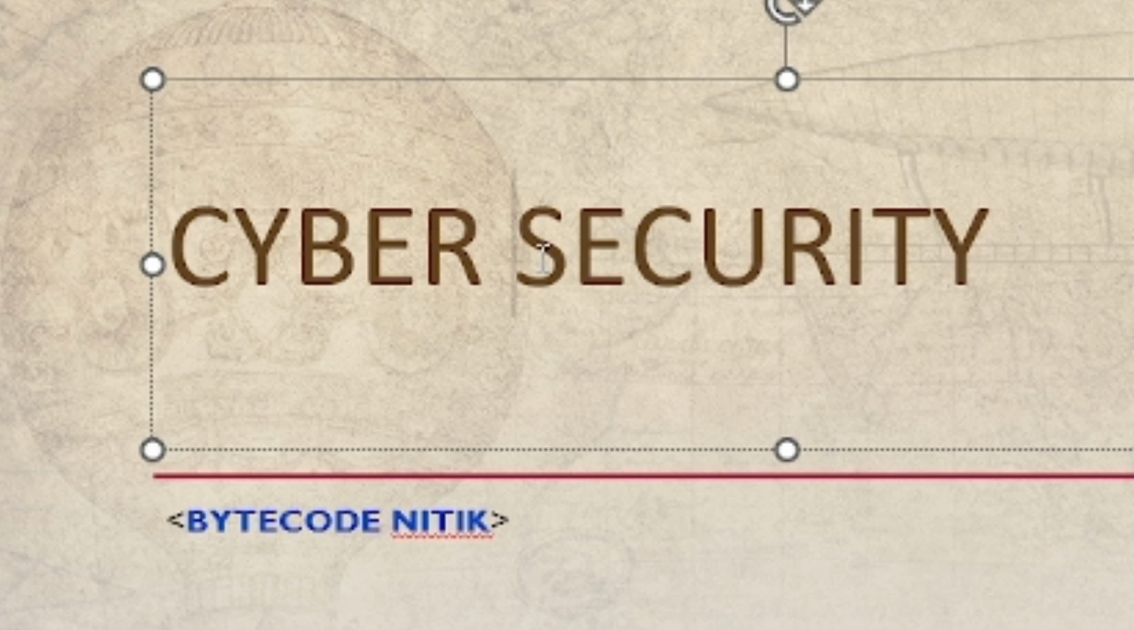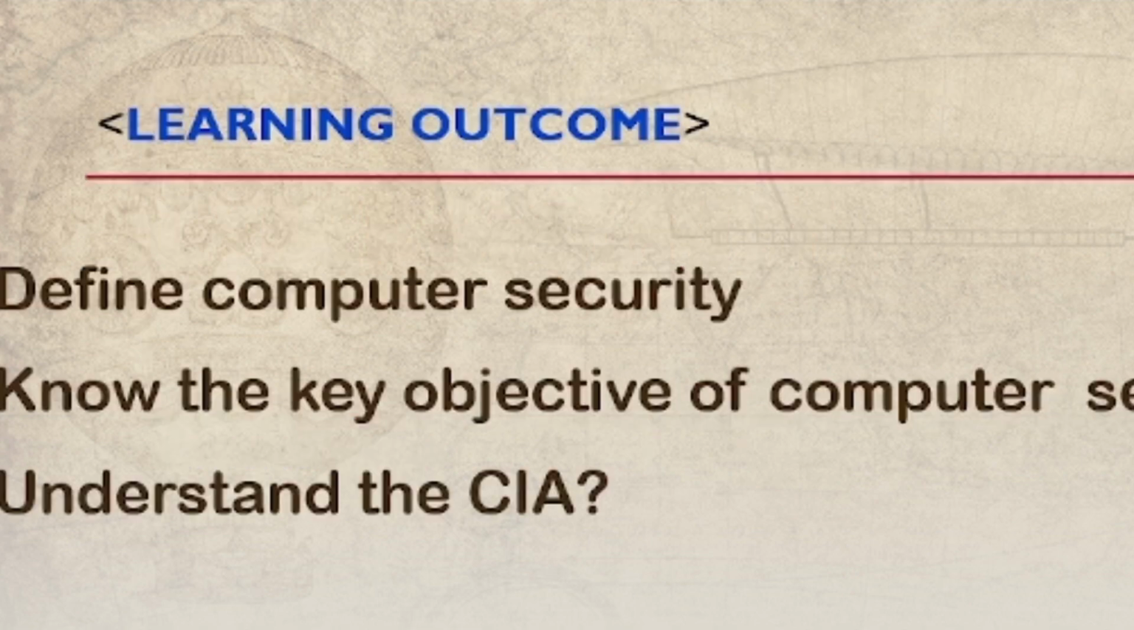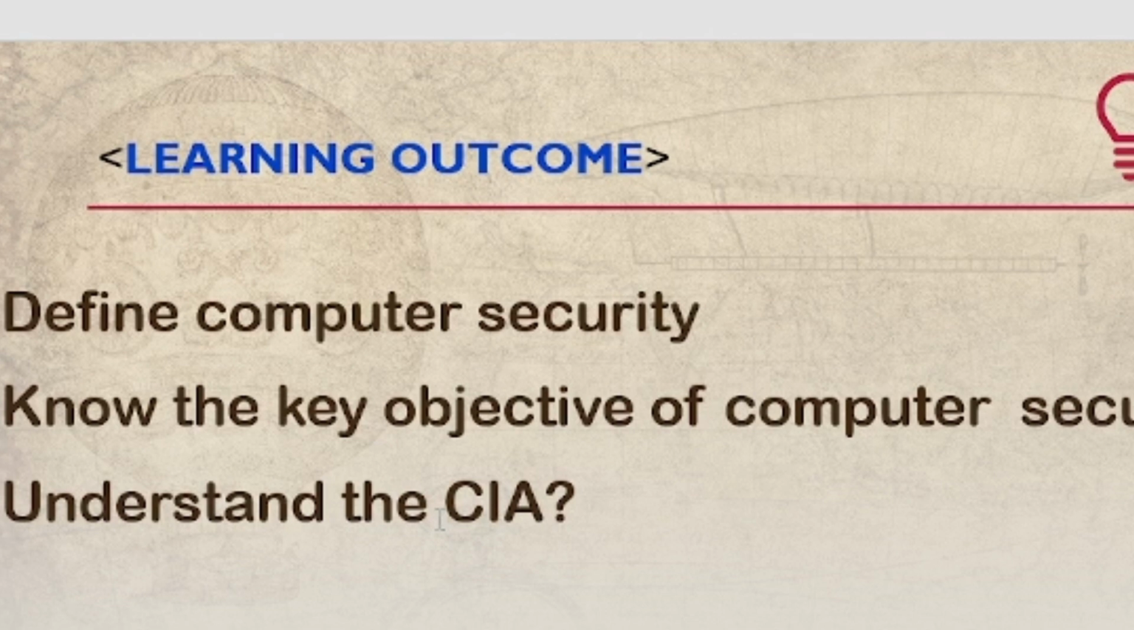Hello everyone, welcome back. In today's lecture, we will see the CIA triad, and as usual we start the session with the outcome. In this session, the learner will be able to achieve this outcome. We will first define computer security, second, know the key objective of computer security, and third, understand the CIA.